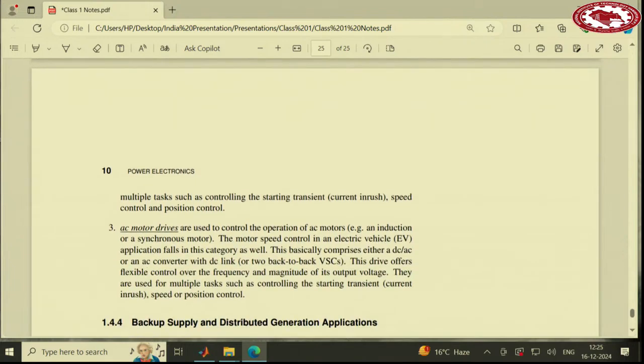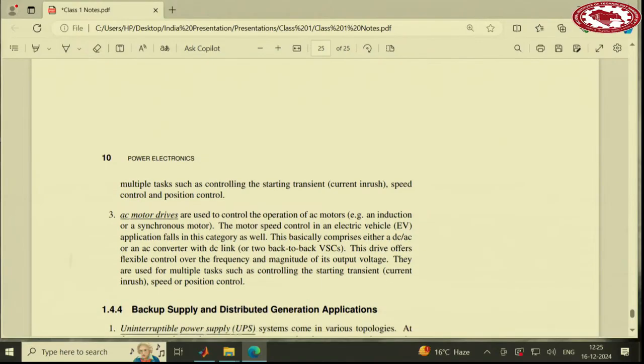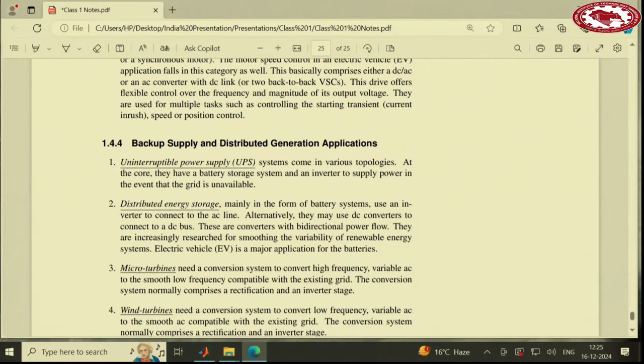And then we have DC motor drives and AC motor drives, and AC motors are mostly induction machines, but some of them are synchronous machines as well. And then lastly, backup supply and distributed generation applications. So these, again, you can merge together in one application.